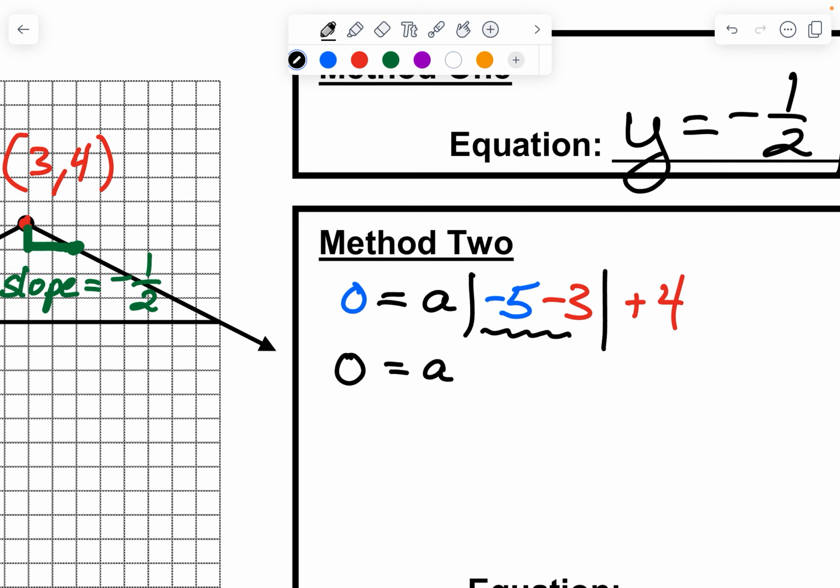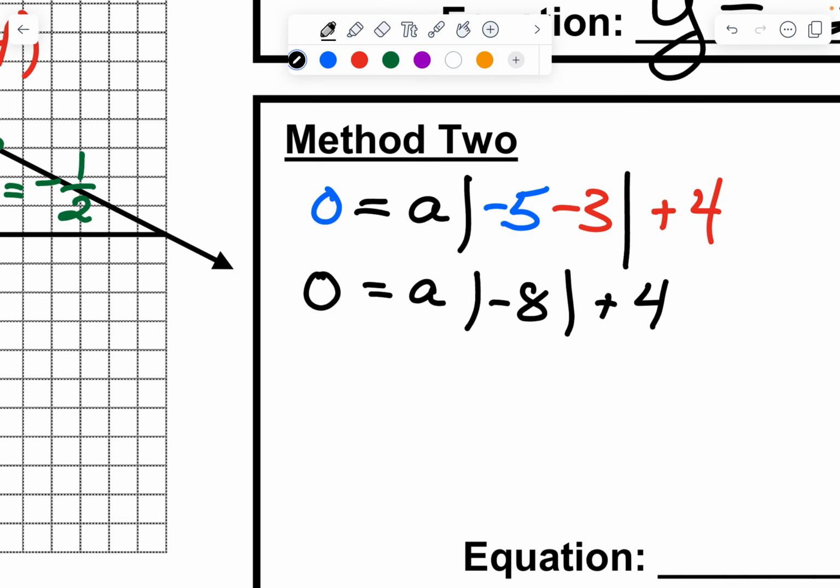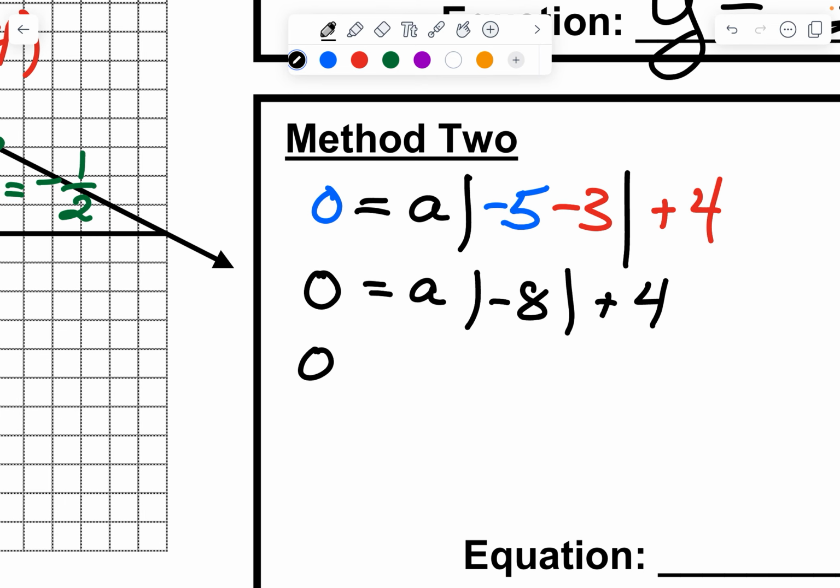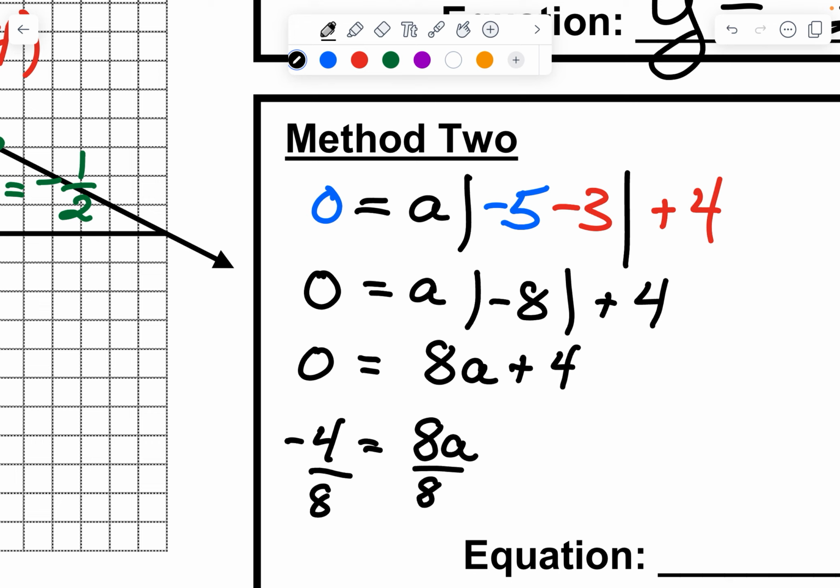Either way, make sure you're doing -5 minus 3 first. That comes out to -8. Now, be careful. It's not going to stay as -8 because you have to do the absolute value. Yes, you have to do the absolute value of -8, and that'll actually change it to +8. I'm still solving for A. I'm going to subtract 4 and divide by 8. Now, when you divide by 8, be careful. You end up with a fraction. -4 over 8 is the same as -1/2.